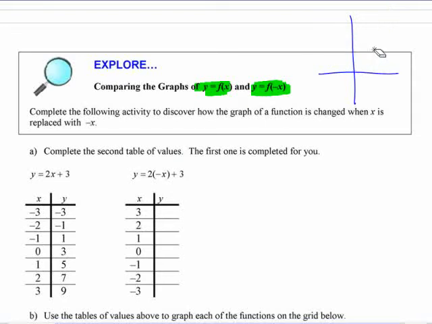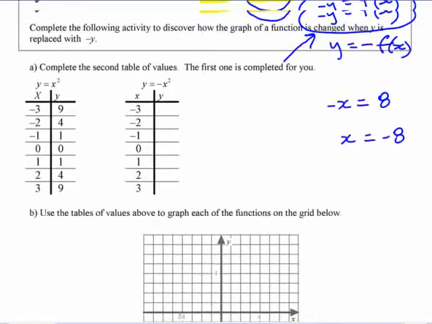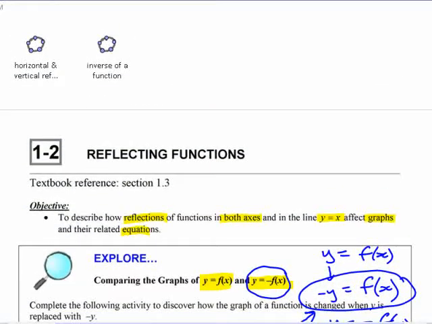But we're not talking about just parabolas. We're looking at any kind of function. So this is why, and I don't think I picked a good function here because it's hard to see how you're reflecting a line. Now, let's look on the graphing things here to see what's happening.